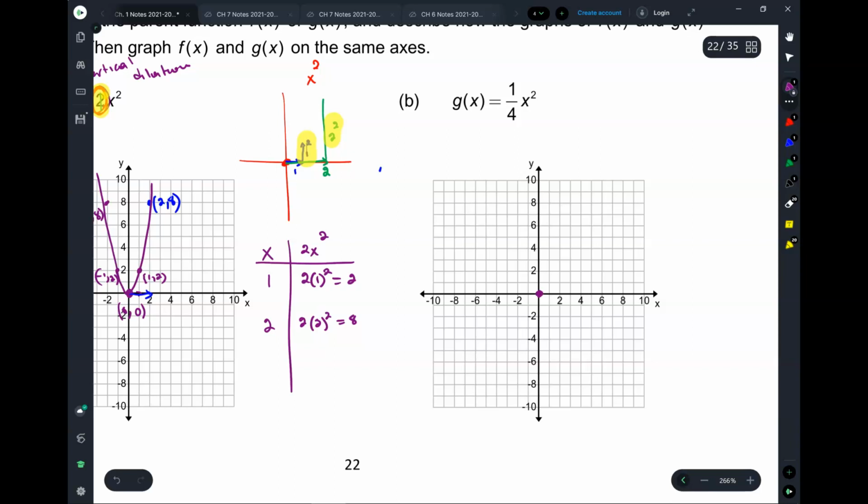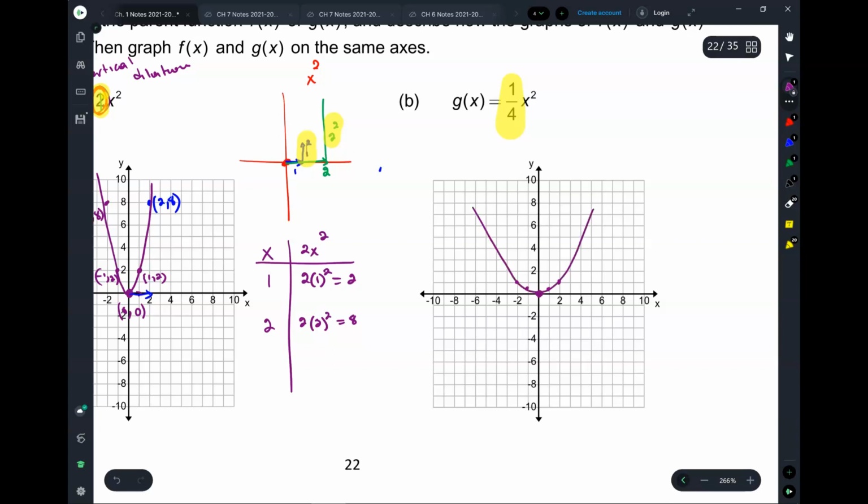Now, when you go over 1, you should have gone up 1. But this one, what does it have in front? A 4th. So now how much are you going to go up? Just a 4th. And when you go over 2, you should have gone up 4, but now you go up 1. Mirror. Because there is a 4th in front.